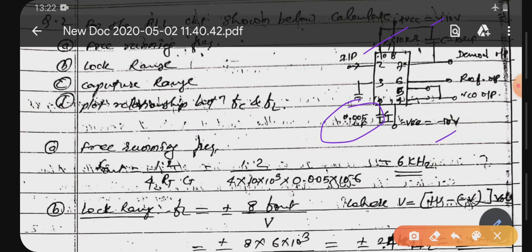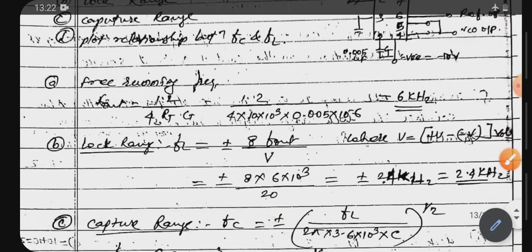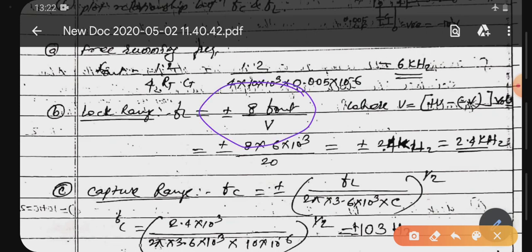And it is very easy now to calculate the output frequency, that is free running frequency, lock range, capture range, and plot the relationship between all these. So you know the basic formula, F out is equal to 1.2 divided by 4.4 into RT into CT. So it can be modified like this and you will get 6 kilohertz, the output frequency. Lock range, the standard formula is plus minus 8 F out by V. V is nothing but maximum output voltage, V max, which is twice of VCC is 20, and you will get 2.4 kilohertz as the lock range.